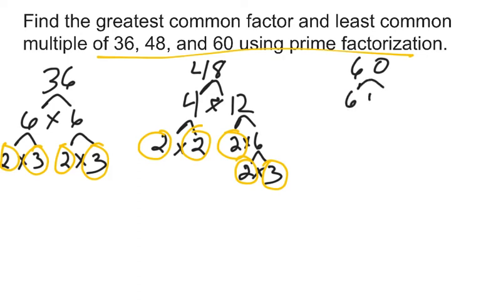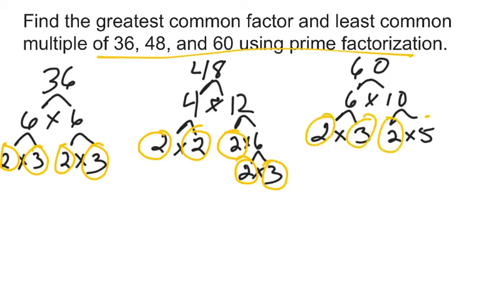So of course 6 times 10 is 60. I know that because it ends in a 0. It's a multiple of 10. 6 can be broken down into 2 times 3. 10 can be broken down into 2 times 5. So now I have my prime factorization of 60.